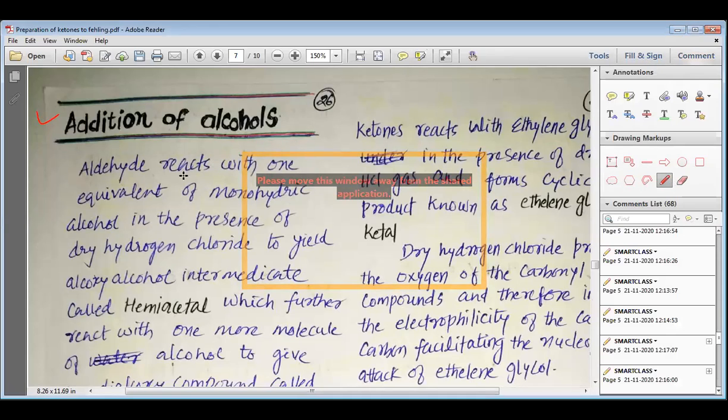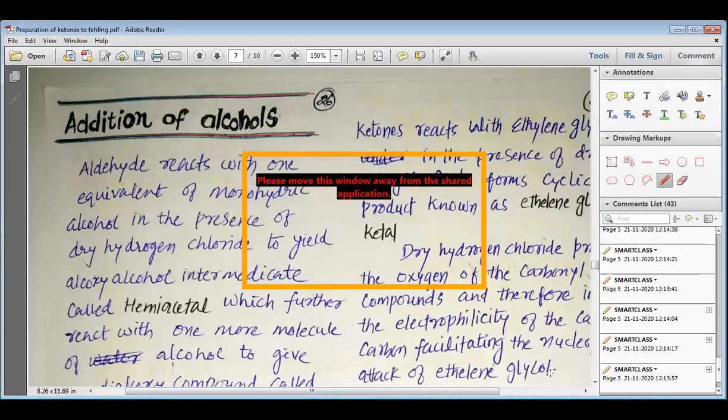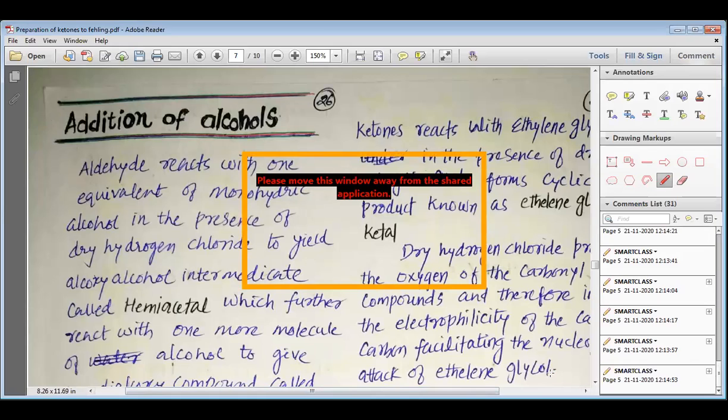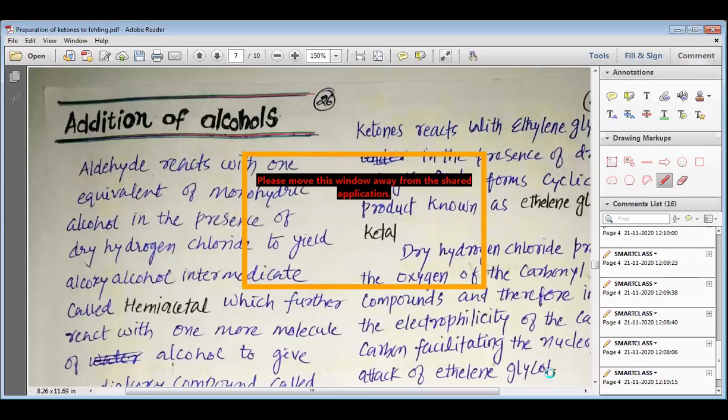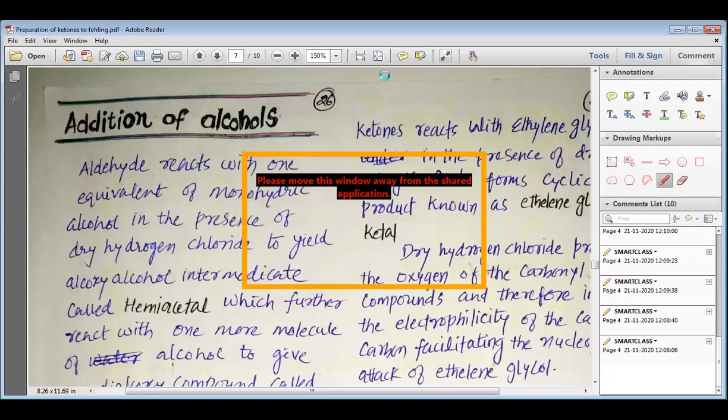Yes. Now we want to study the addition of alcohols. Let us move forward and study the addition of alcohol. Alcohols are added to aldehydes and ketones, and let us see how these alcohols can be added to the aldehydes and ketones.